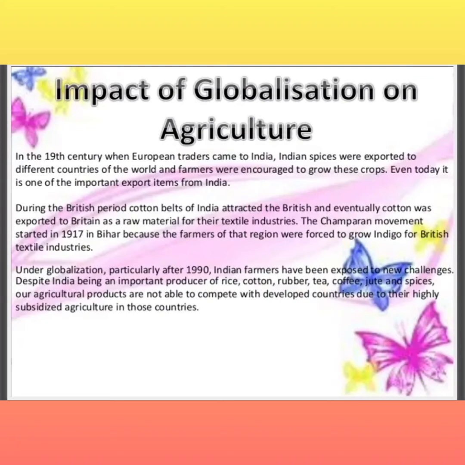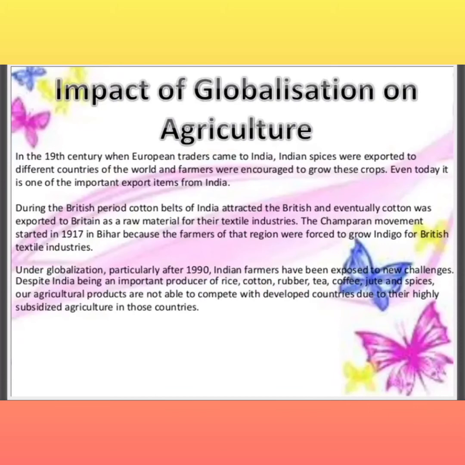Now, during the British period, the cotton belts of India attracted the Britishers, and the cotton was exported to Britain as a raw material for their textile industries. So cotton was exported by the Britishers to be used as a raw material for their textile industries.